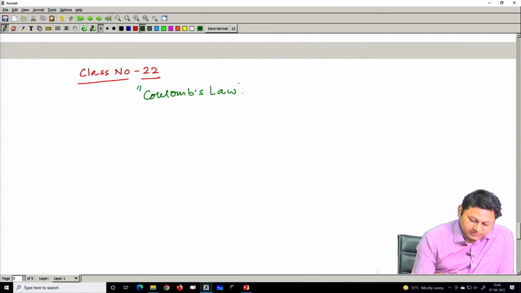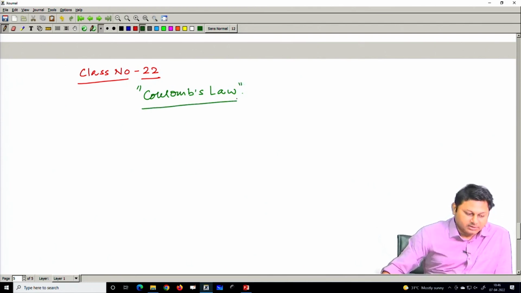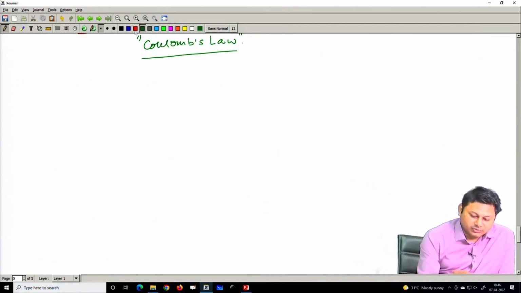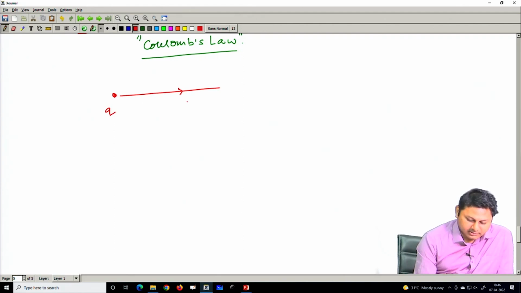So I think most of the students are already aware of Coulomb's law, nothing new here. So let me go through this law once again. Suppose you have a source charge here, say Q, and at some distance r you have another charge, which we call the test charge, q.